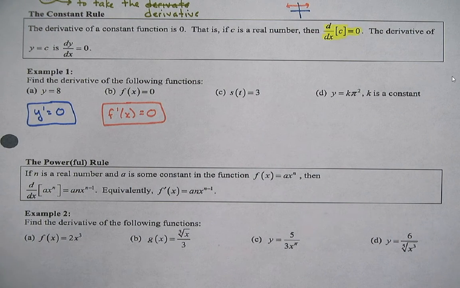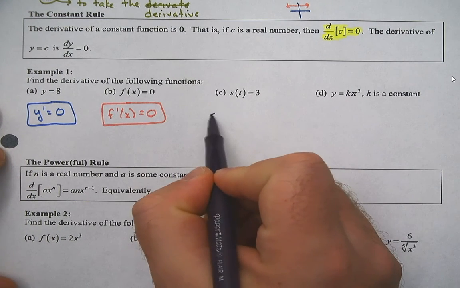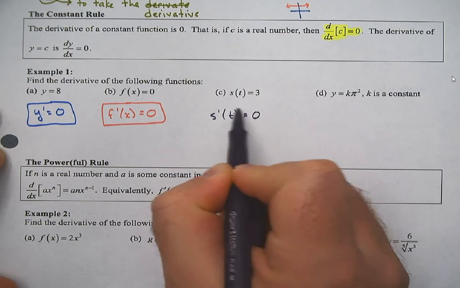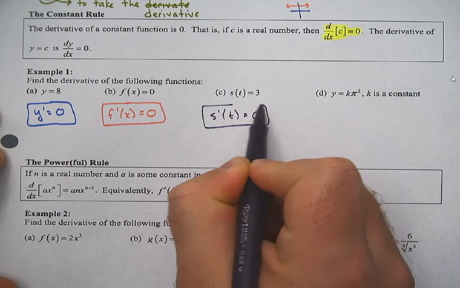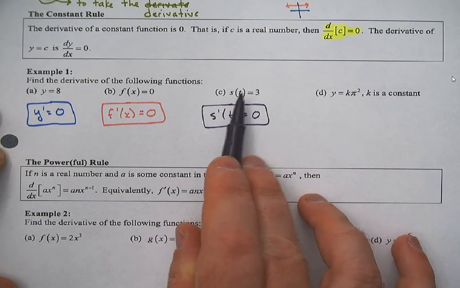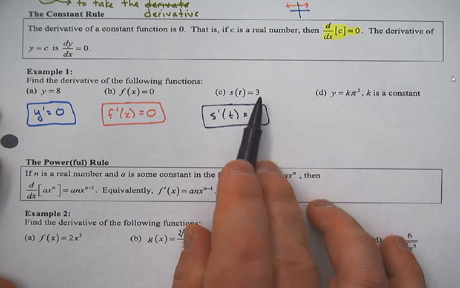And then we finally get another function. We're using a different letter here, s of t. So then we would write s prime of t equals, what's the derivative of 3? 0. There is no change. No matter what you plug in for t, you'll always get an answer of 3. There is no change there.